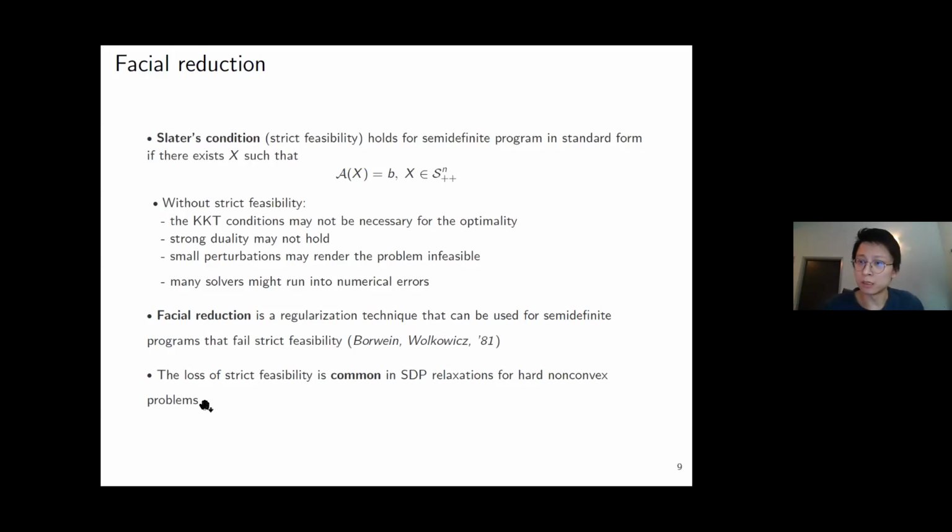So in general, if you randomly generate an SDP instance, it turns out that Slater's condition always holds, with probability almost 1. But in general, for problems in practice, usually there is a certain type of structure coming from the problem, and very often Slater's condition doesn't hold for those problems.